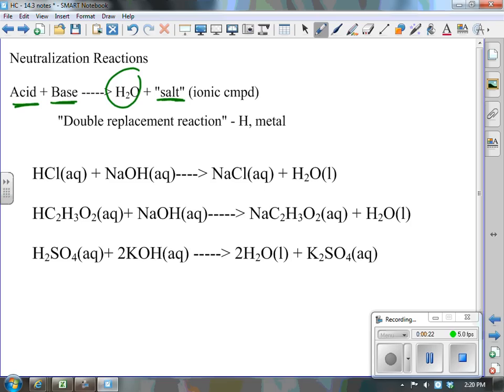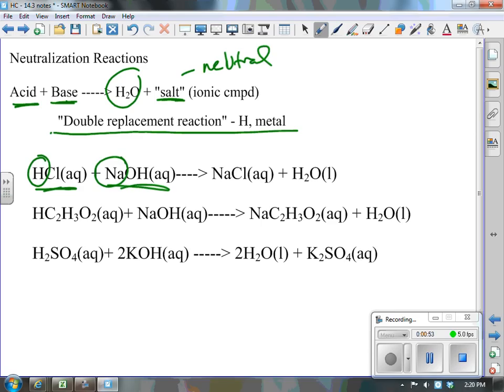And this is where we get the general term a salt, because a salt is, in terms of acid bases, neutral. So when an acid reacts with a base, the two things that are produced are chemically neutral compounds. You've got something really low pH, something really high pH, and they cancel out. So remember, it's simply a double replacement reaction of a hydrogen and a metal. So hydrochloric acid, HCl, sodium hydroxide, NaOH.